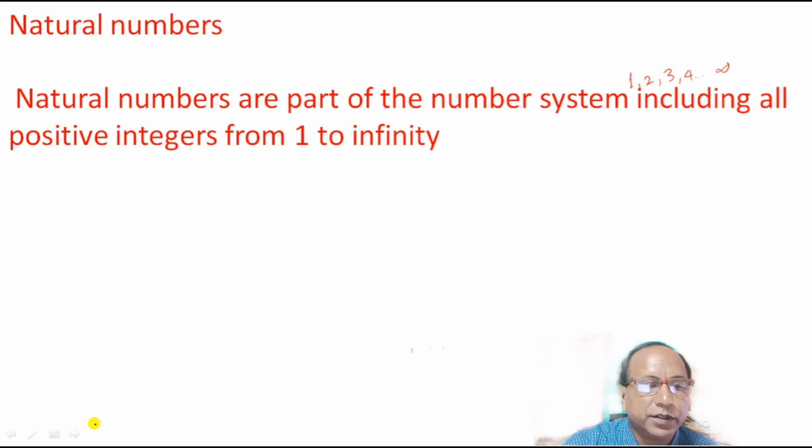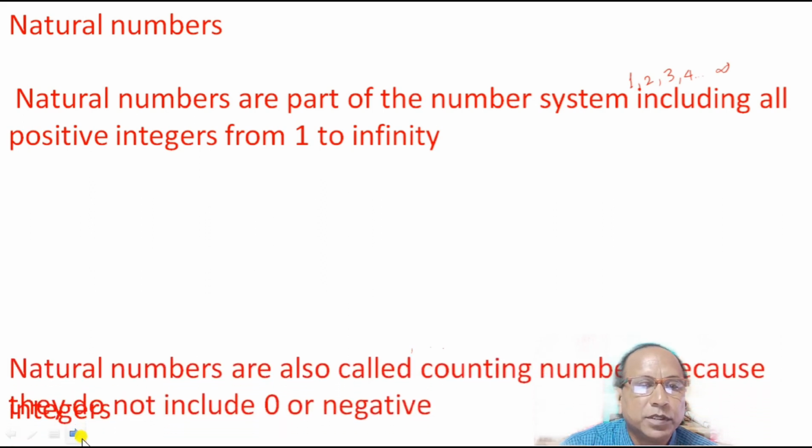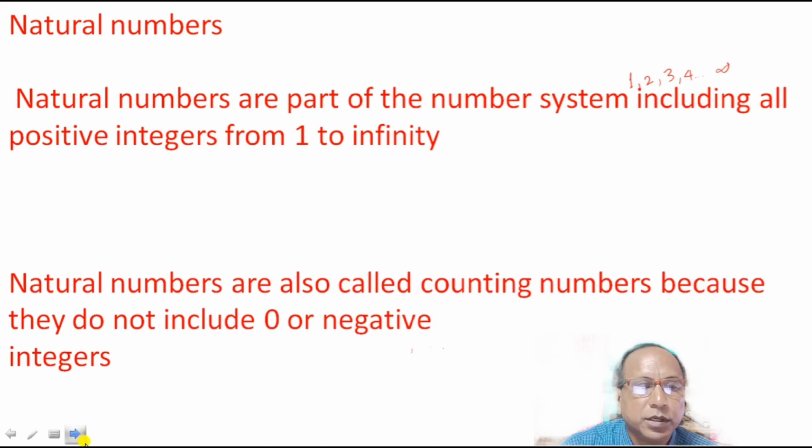And the second point we can discuss with natural numbers is that they are also called counting numbers because they do not include 0 or negative integers. That means natural numbers consist of 1, 2, 3, 4 up to all the positive integers and don't include 0 or negative integers. Natural numbers are counting numbers. They start from 1, 2, 3, 4, 5.